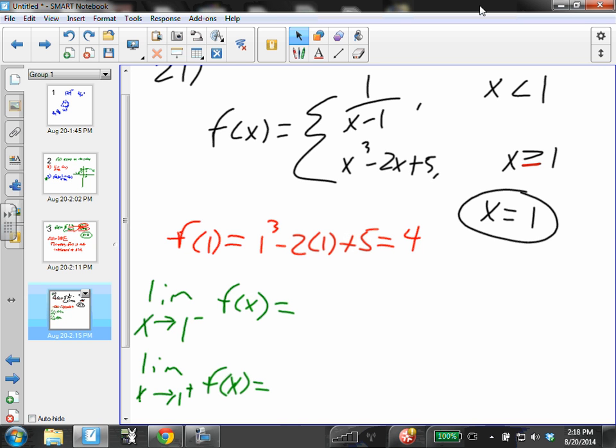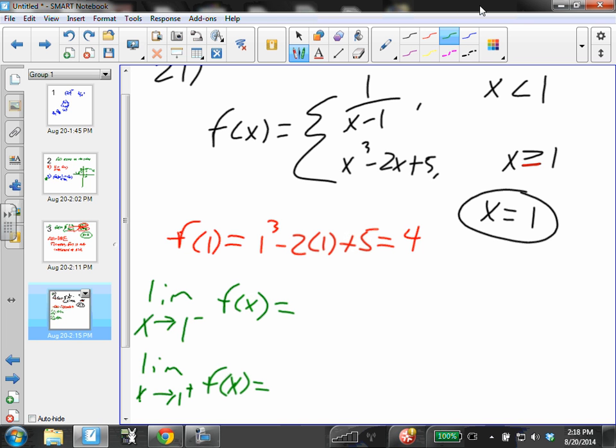They're less than 1, right? So if we're talking right now about numbers that are less than 1, should we use the top function or the bottom function? The top one, right? Okay, and what we want to do is plug the 1 in, if at all possible. But can we do that in this case?